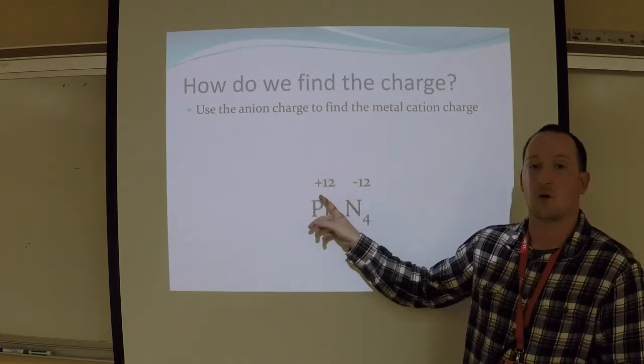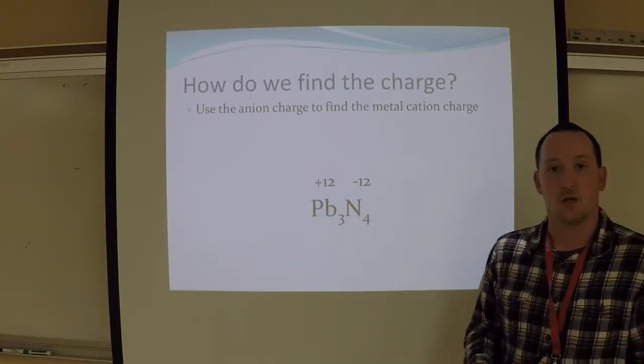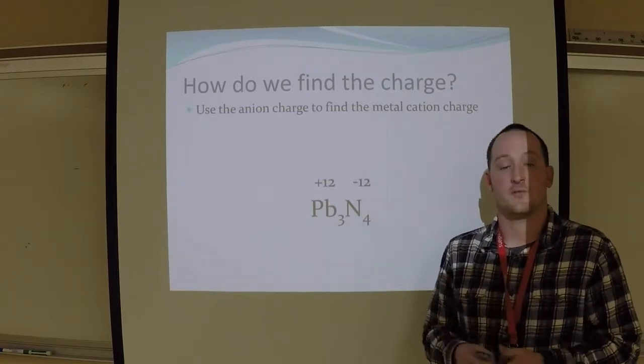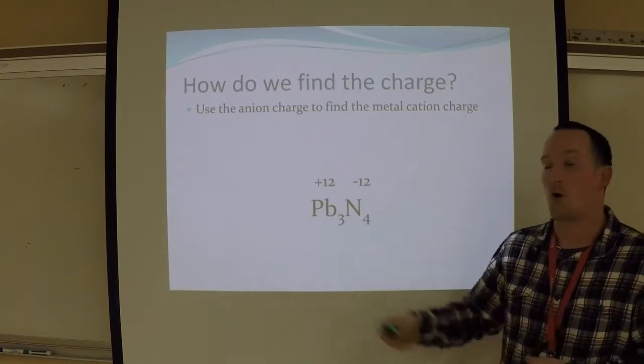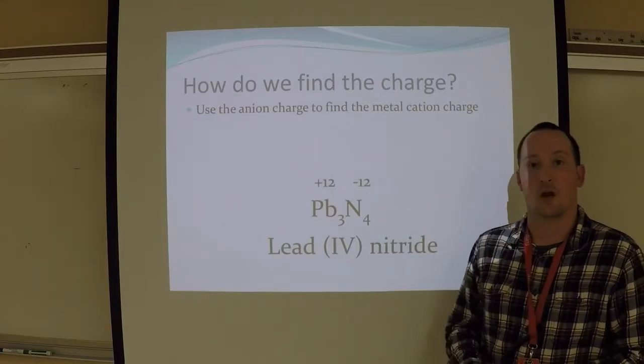So I have a +12 charge that this has to be. I would divide by 3. +12 divided by 3 is +4, which means the charge on each one of my leads has to be a +4 charge, which means this would be called lead(IV). So in order to write this name, I would call it lead(IV) nitride.